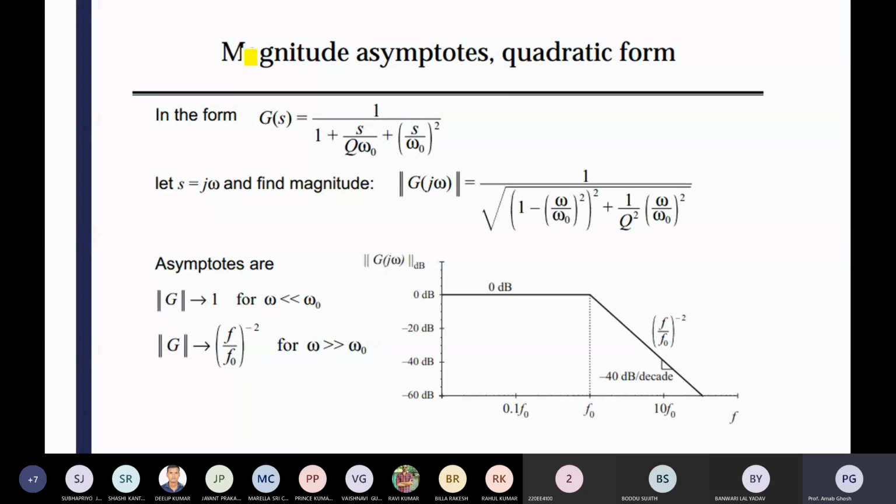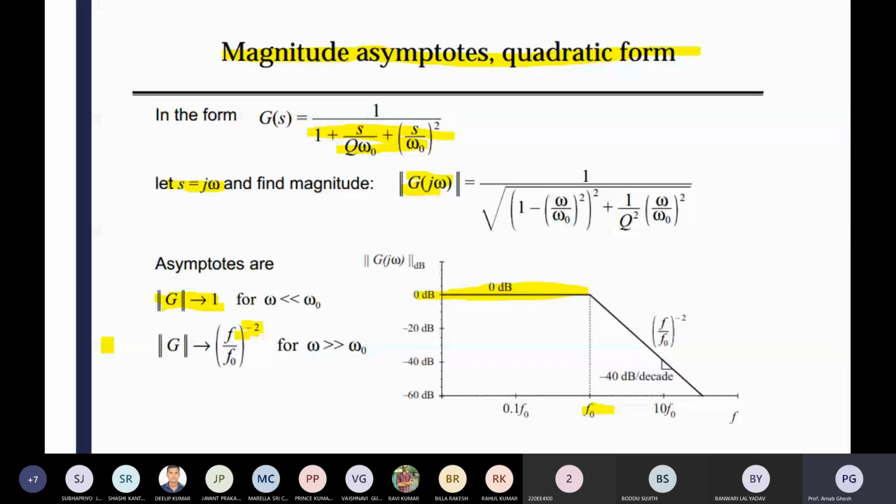Then for the magnitude asymptotes, you know that formula, and now you replace s with j omega. So you have to find the asymptotes by replacing s equal to j omega for the quadratic form. Initially we did it for the single pole configuration, the first order system. Now we are doing the same thing for the second order system. For the second order system, you can see one important point, it is minus 2. Initially, mod G is nearer to 1, so ln 1 means 0, so it is nearer to 0 dB per decade up to f equal to f0, the corner frequency.